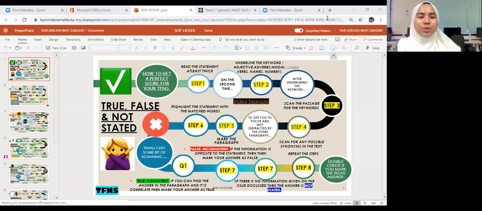So firstly, if you see here, the first statement is men prefer professions that are more highly paid and require less training. So the keyword that you can highlight first is men as a noun.